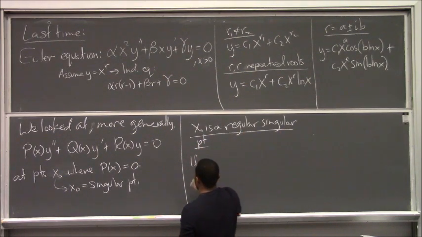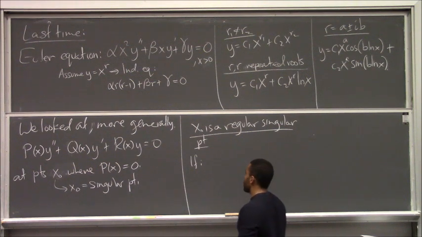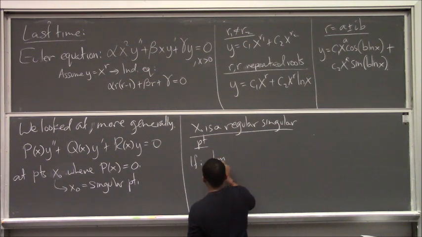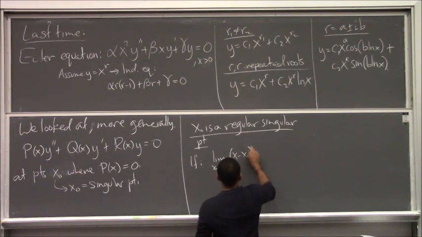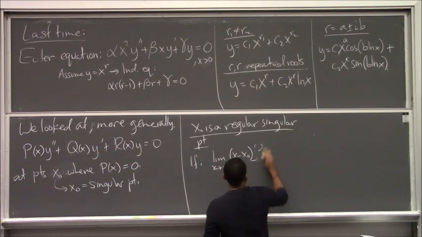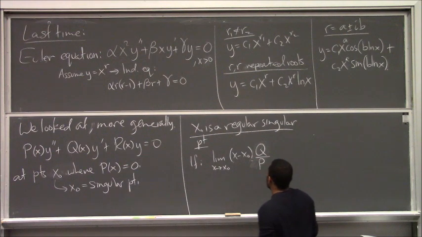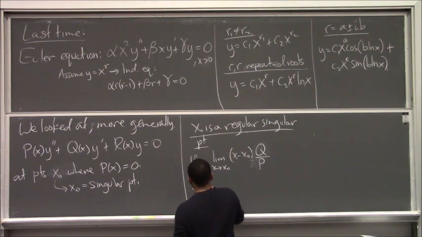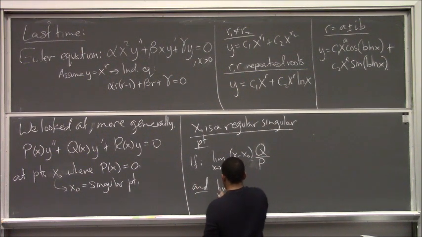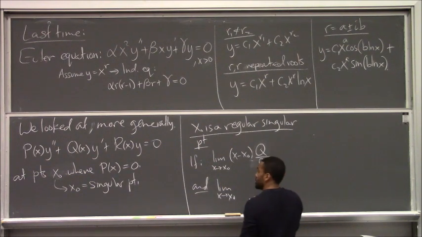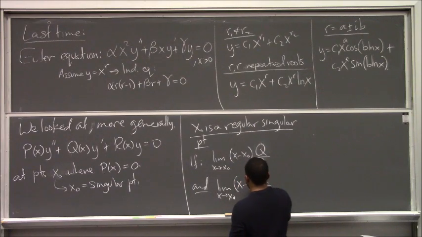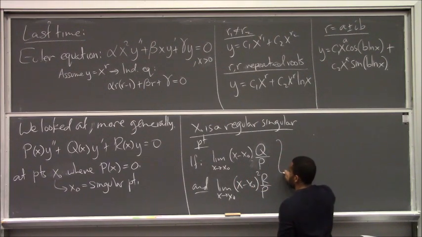If what happens? The limit as x goes to x naught of x minus x naught times Q over P is finite. Because I'm dividing by P, it's finite. And you want two limits to be finite. The other one is R over P times x minus x naught squared. Yes, x minus x naught squared. Both are finite.